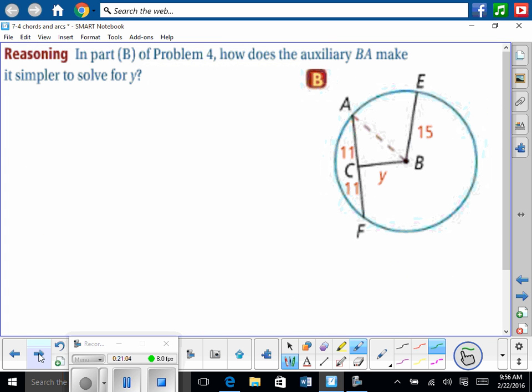Okay, last couple, and then the rest of the time is yours to work. So the question is, how does auxiliary BA make it simpler to solve for y? So how does this line make it simpler to solve for y? You tell me. How does that dotted line help me solve for y? It's a right triangle, right? And don't we know this radius is? And then from there, isn't it just a right triangle? So that's what you'd say with something like that, okay?